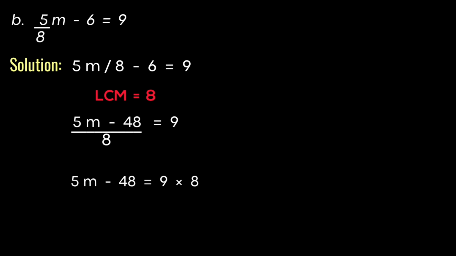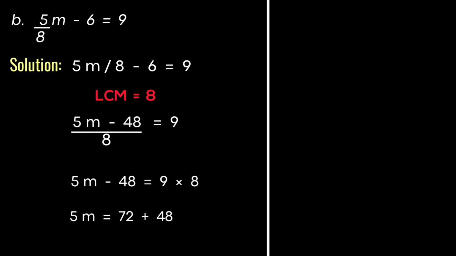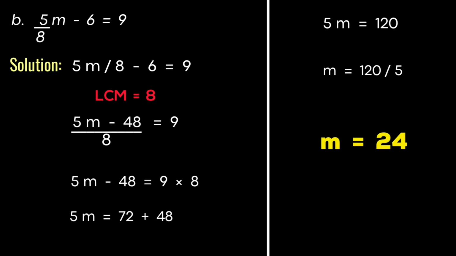Now transfer minus 48, which is in LHS, to RHS, and we get the equation 5m equals 72 plus 48. Now the equation is 5m equals 120. Now transfer 5, which is in LHS, to RHS. So we get the equation m equals 120 by 5. And the answer is m equals 24. It's easy, isn't it? Now let's increase the difficulty level a little bit.